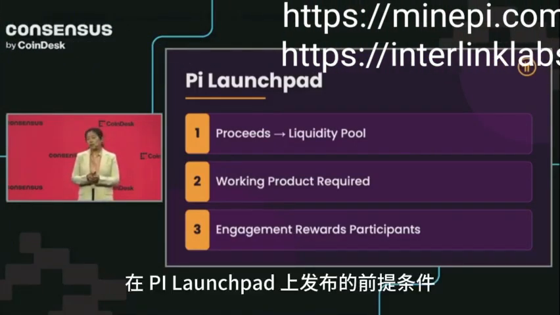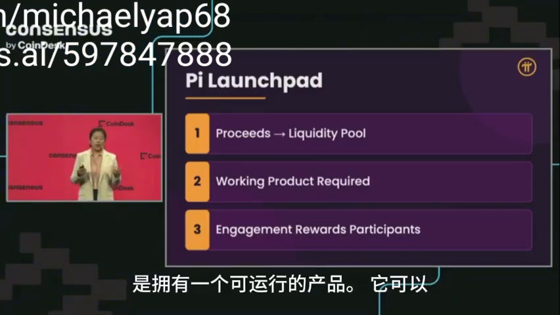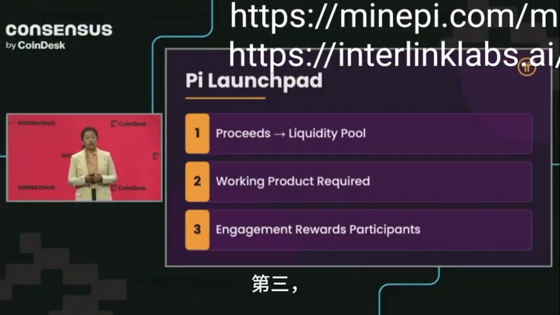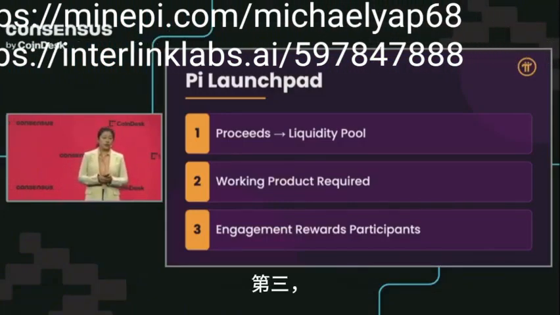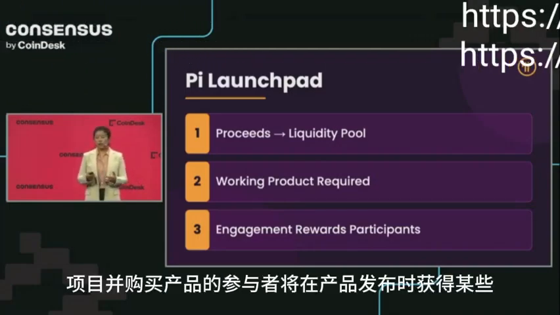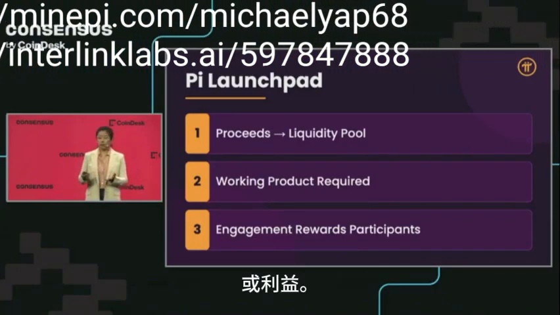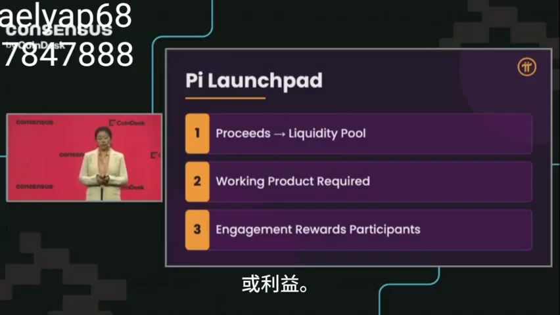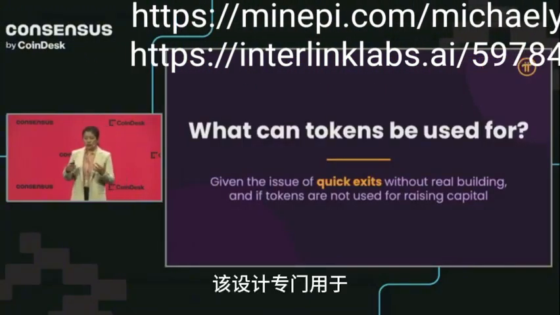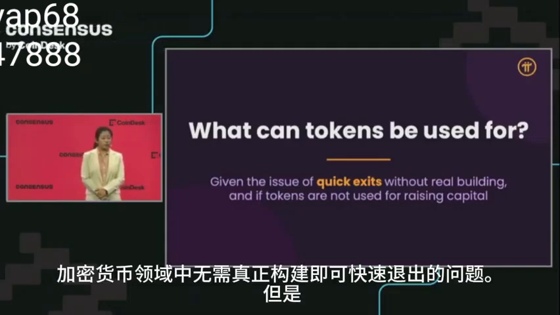Second, the prerequisite to launch on Pi Launchpad is to have a working product. It can be in the form of an app. Third, participants who engage with the product from the project will receive certain favorable terms or benefits in the launch. This design was specifically created to address the quick exits without real building problem in crypto.